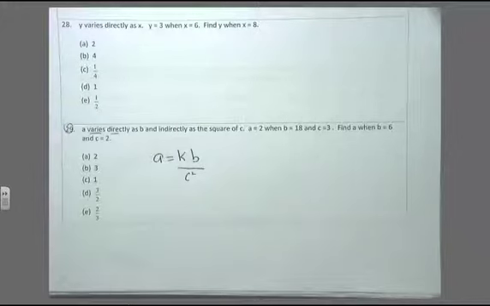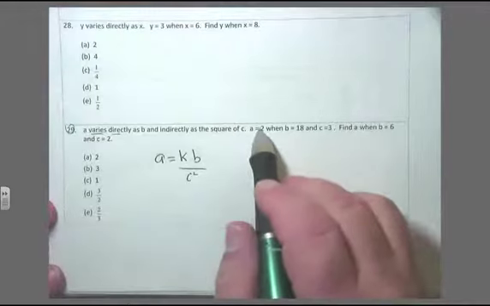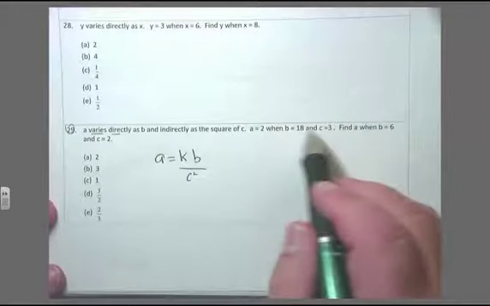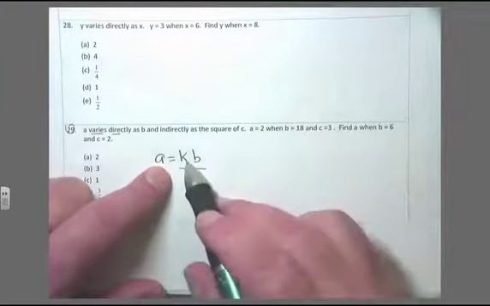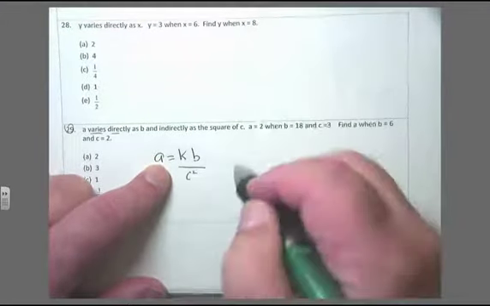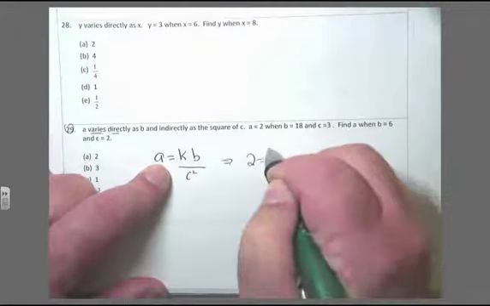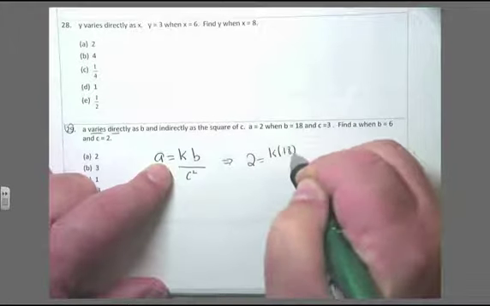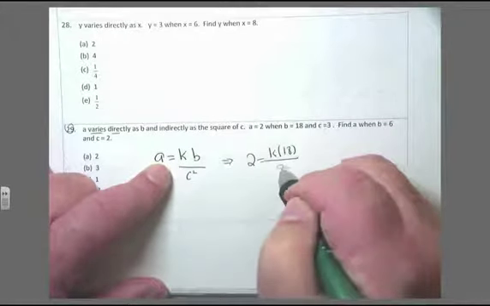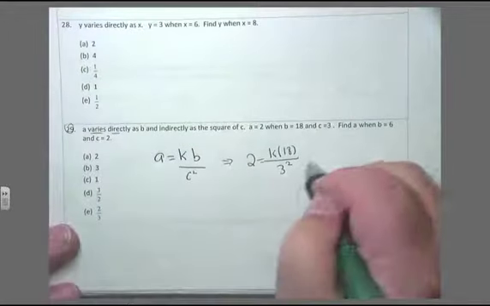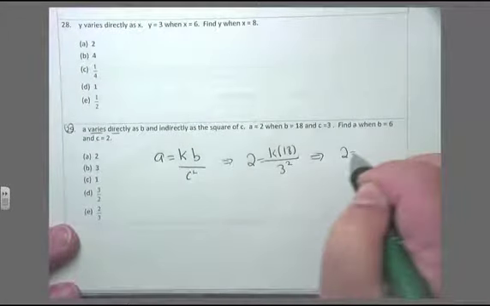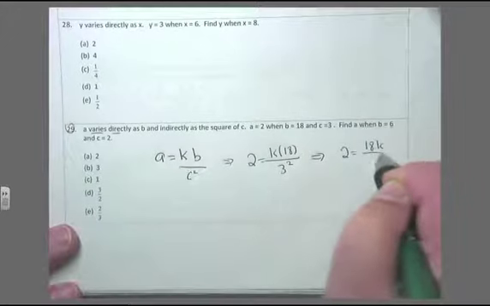Okay? Now the next piece of the puzzle when you're doing variations is plug in your numbers. A is 2, B is 18, and C is 3. That's all that information is to help you figure out what K is. So A is 2, so this tells me 2 equals K times B, which is 18, divided by 3 squared. Well, let's do some math here. This implies that 2 equals 18 times K divided by 9.